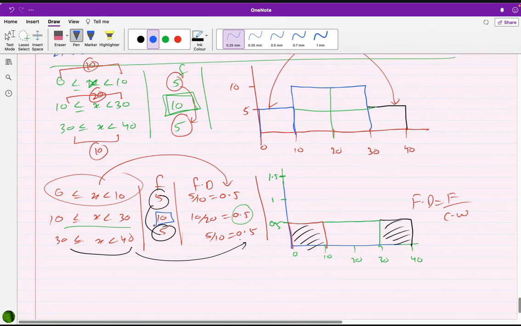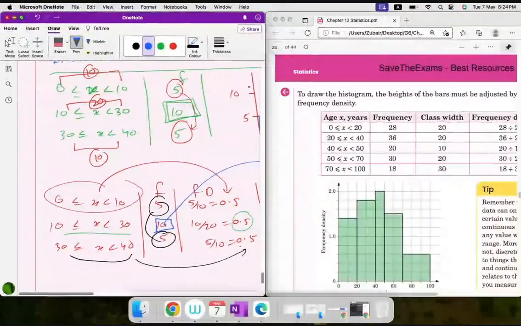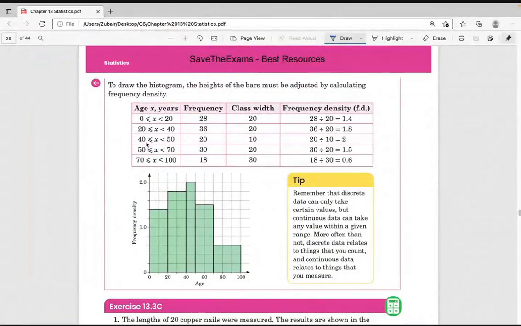And when we look at this 10, this is double of them. So see, it appears double. So yes, whenever we have different class widths, we will go for frequency density.